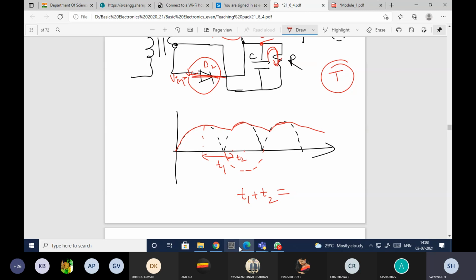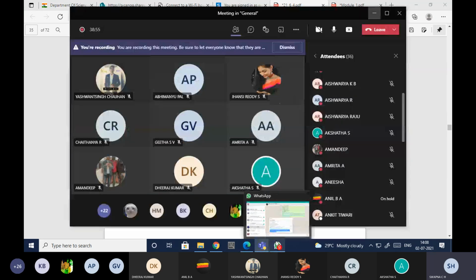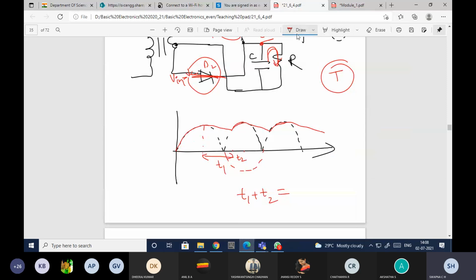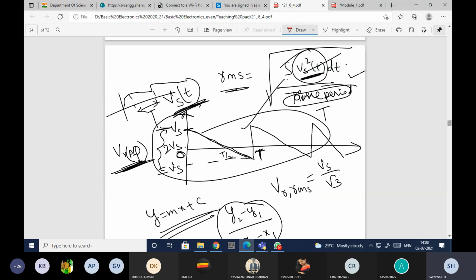Have you understood my question? Is my question clear to you? Can you repeat? I will repeat. You understood the waveform, right? How I'm getting the waveform is clear, right? Yes, ma'am. Okay.